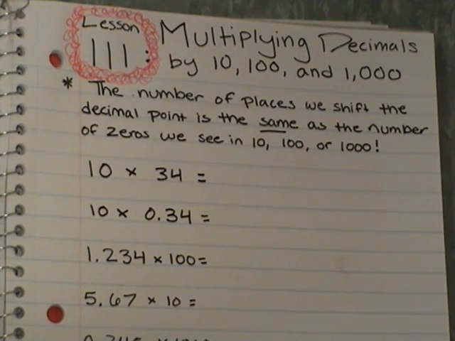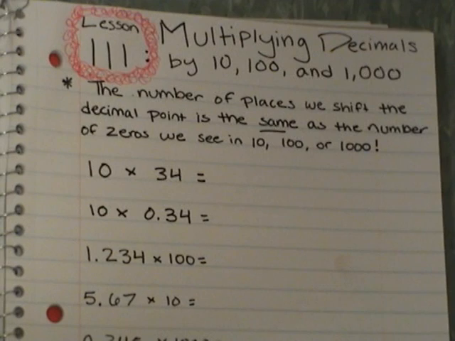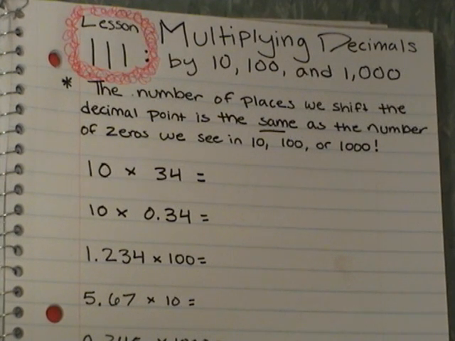Alright, so tonight's lesson is lesson 111, and we are multiplying decimals by 10, 100, and 1,000. And there is kind of a trick, kind of like when we are multiplying a whole number by 10 or 100 or 1,000. So that's what we're going to learn today, this trick that we can do. Instead of having to work out the whole problem, do all of the multiplication, I'm going to show you another easier and faster way to do it.